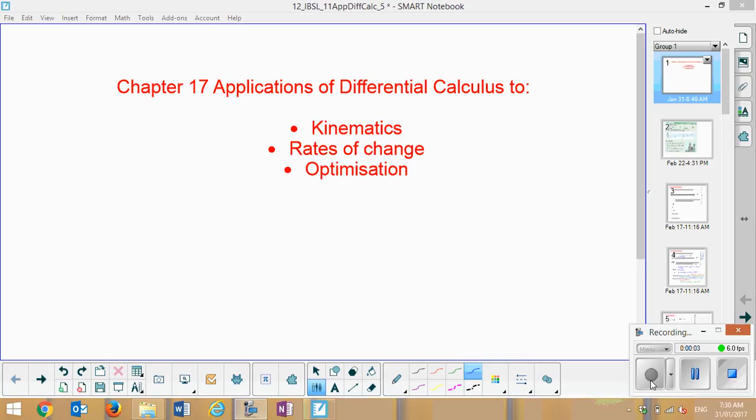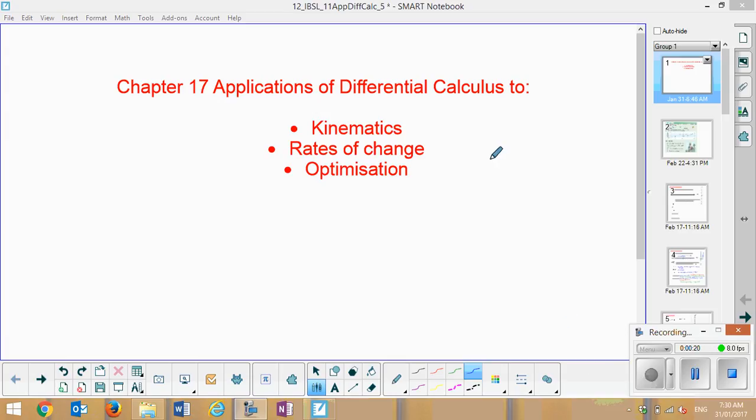Hello IB. We're now moving into chapter 17 where we do all these real-world applications to differential calculus. Chapter 16 was looking at graphing and functions and being able to describe the functions using calculus. Now these are the real-world applications.